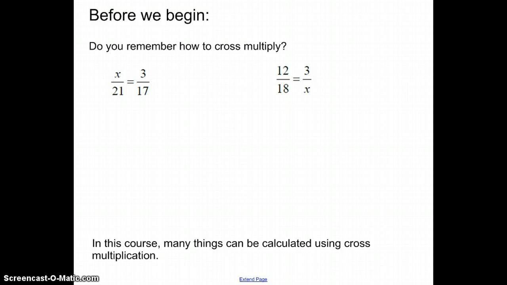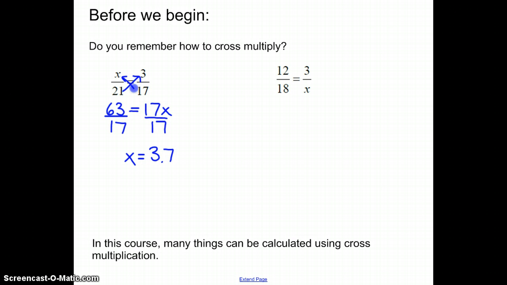The first of those things is cross-multiplying. So remember that when you're cross-multiplying, you multiply for the number across from it. So you'll get 21 times 3, which is 63, equals 17x. Then we divide both sides by 17 and get x to equal about 3.7.